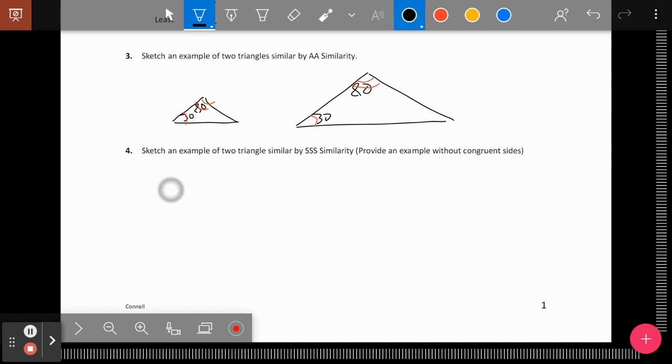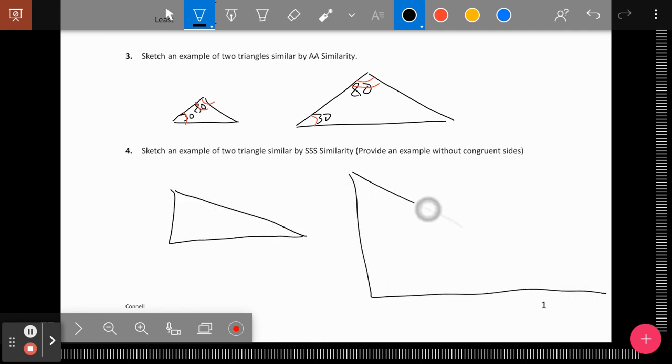Same thing here for this one. I'm going to draw 2 triangles that kind of look the same, but just different sizes. And to me, the easiest way to do it without being congruent is just to double it. So if I call this 2, I call this 4. If I call this 4, I call this 8. If I call this 5, I call this 10. And so I know they doubled or halved every time. So that's side, side, side.